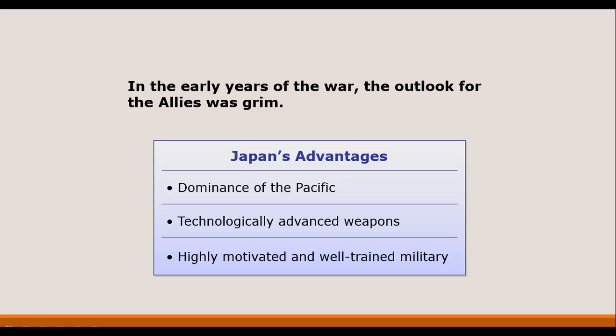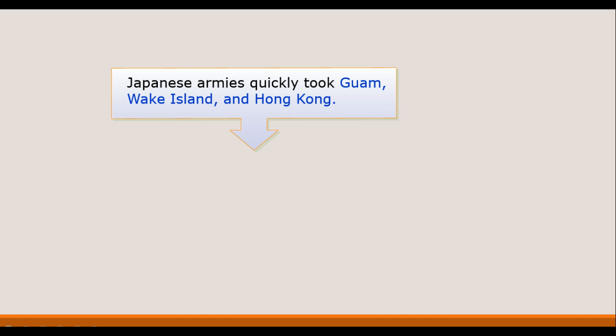The outlook for the United States is grim. There's dominance of the Pacific. They have technologically advanced weapons. They are highly motivated and well trained, and culturally, the Japanese aren't one to ever really give up. Very famously, the last Japanese soldier to surrender was in 1975. He didn't know the war was over. He was just living on an island.